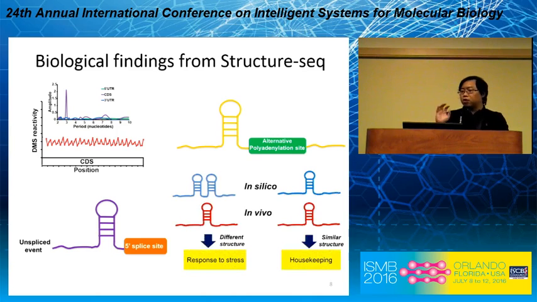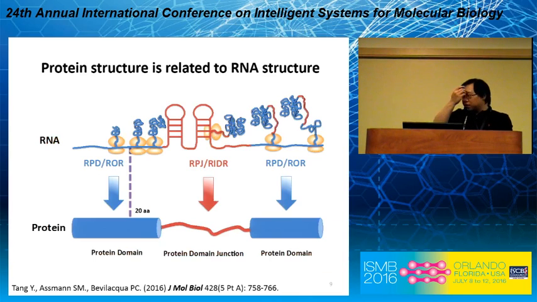And for those RNAs that fold differently in silico and in vivo, where in vivo we use reactivity restraints to fold, and in silico we just use the sequence to fold, if they're different, we find they're more related to response to stress, but if they're similar, they're closer to housekeeping genes.